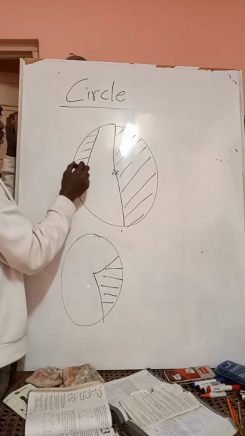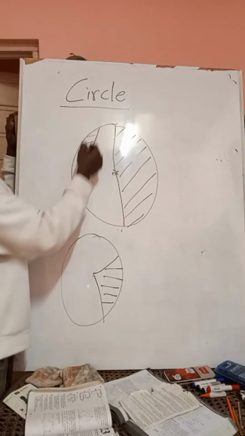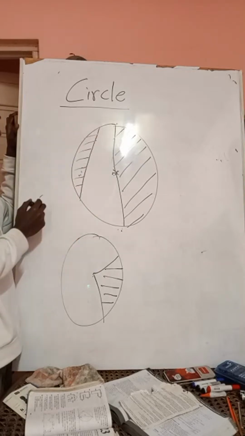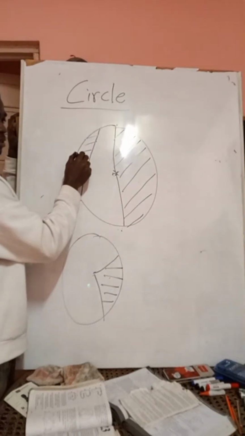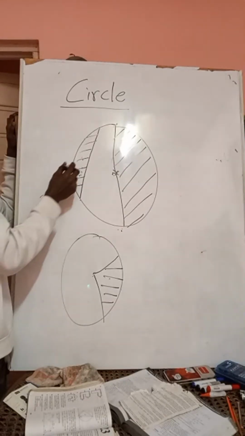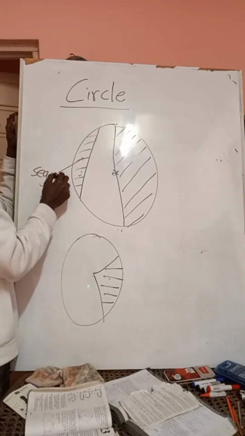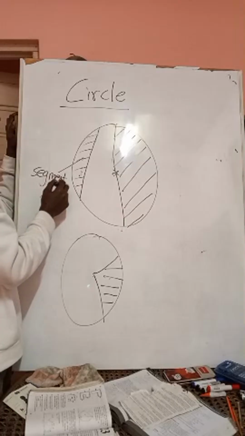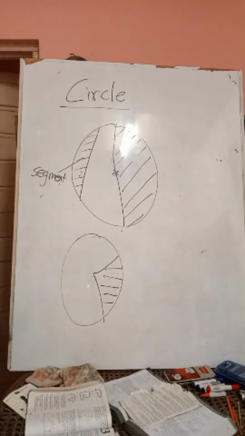This is different from this because this is radii. This is not radius. This is chord plus arc. So this is sector, right? And this is sector. What is this? This is not sector. This will be segment, because this is bounded by a chord and an arc. That's all. This is all about circle.